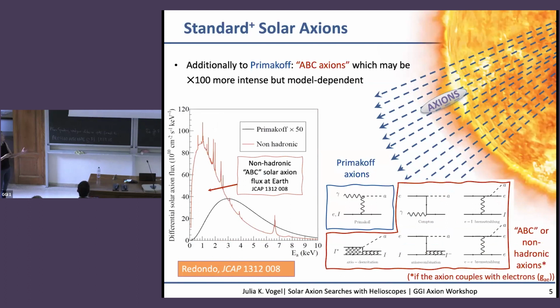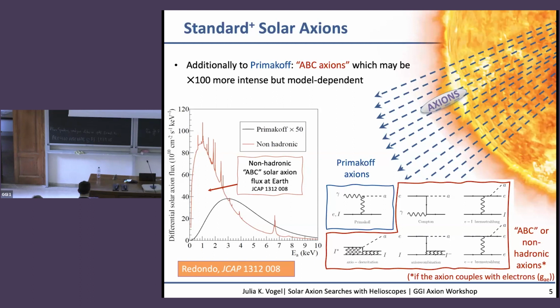The standard, what I call here standard plus solar axions, is if, in addition to the axion-photon coupling, we also have coupling to electrons. We've also heard about that previously. In comparison, these are these ABC solar axions that we then got from these different processes, including Bremsstrahlung, Compton, axion recombination, and de-excitation. So you see that this spectrum is shifted more to lower energy.